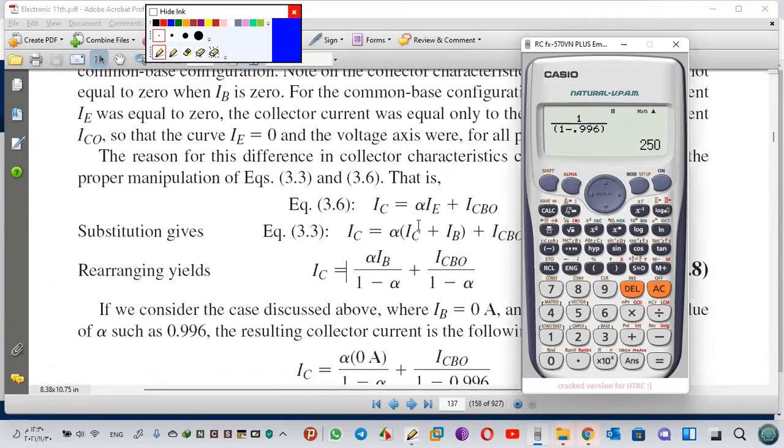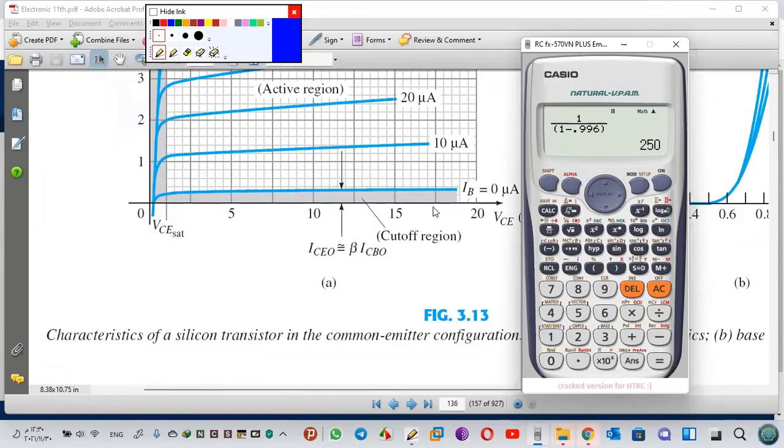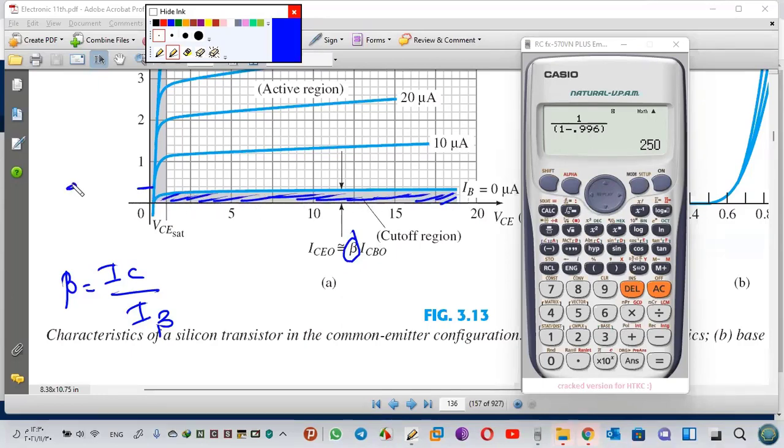For that reason, we have this value. See, this 250 has a name called beta. Beta is IC over IB. I explain now beta. And for that reason, you cannot see 0 here. We have a value. It's very small, 0.004, but we have a value.